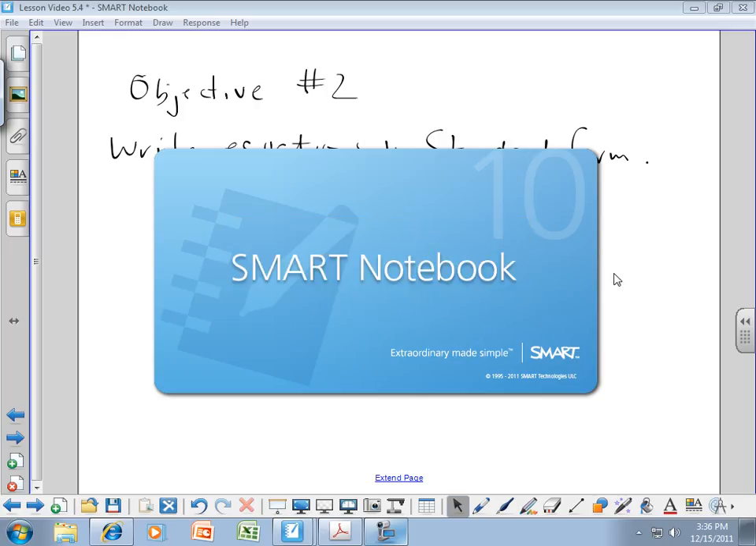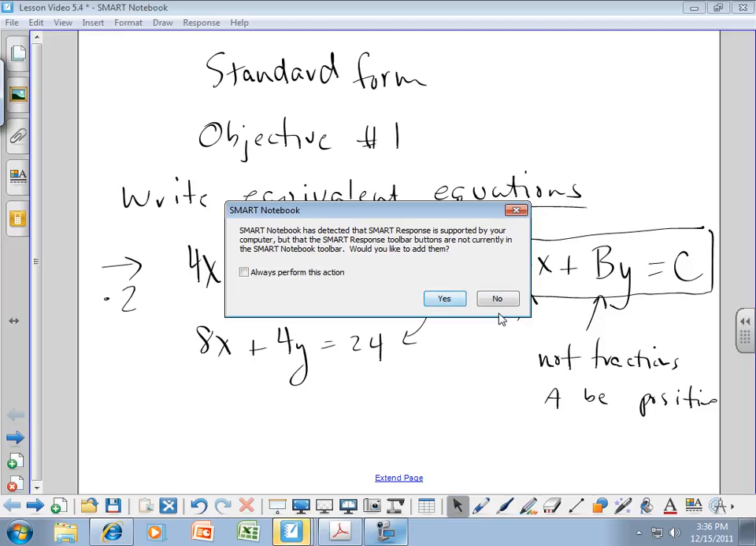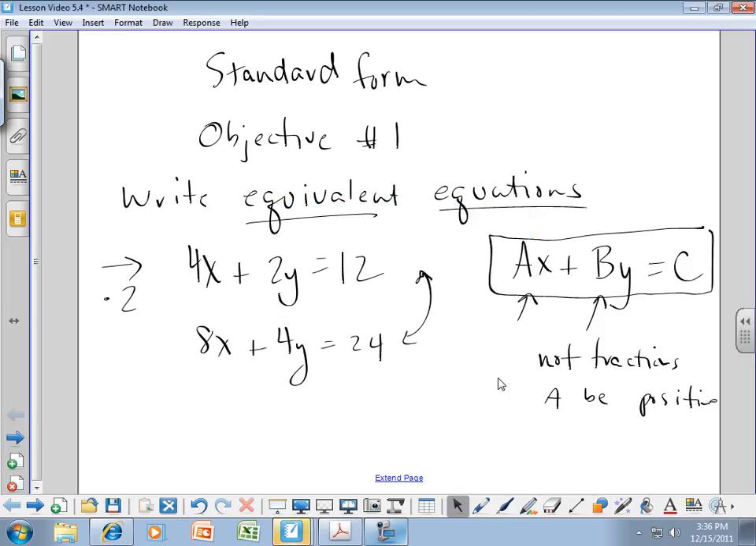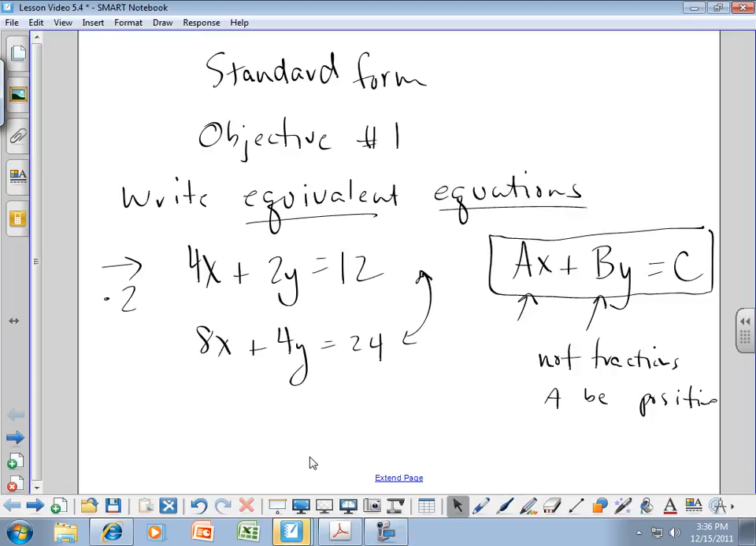What if I try to multiply everything by 3? Okay? Multiply everything by 3. Well, if I did that, I would get 12x plus 6y equals 36. Again, an equivalent equation. All right? That's how you do equivalent equations.